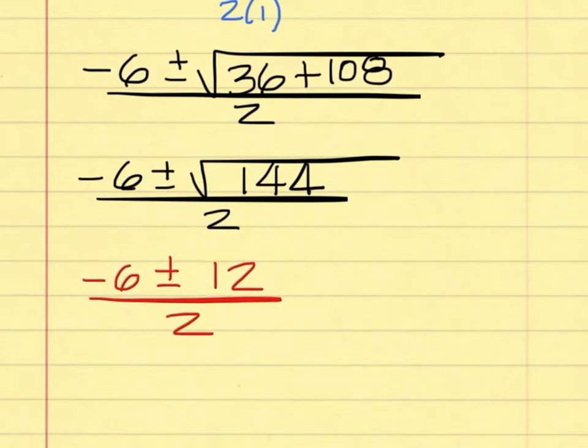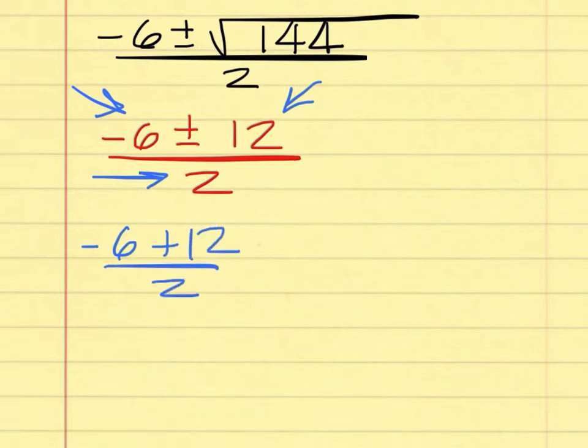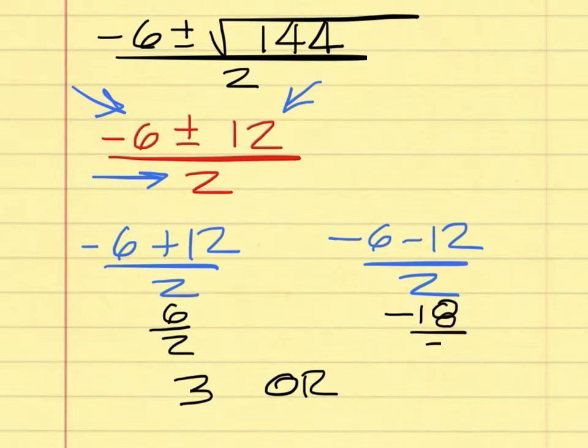Once you boil down your problem to where you have something plus or minus something over something, you have 2 problems to do. One is negative 6 plus 12 over 2, and the other one is negative 6 minus 12 over 2. On the left-hand side, that is 6 over 2, which is 3. Or, on the right-hand side, you could have negative 18 over 2, which is negative 9.